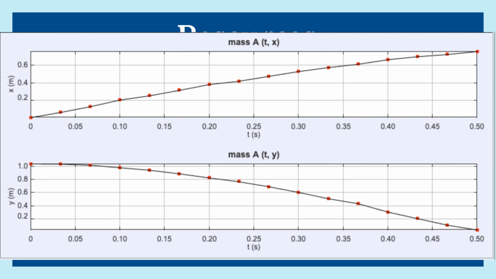Here are both of the position versus time graphs that I got from the Tracker app. The top graph shows the x position, and it is increasing as time goes on, and then y starts at 1 meter and then goes all the way down to 0 over time, and it took about half of a second.